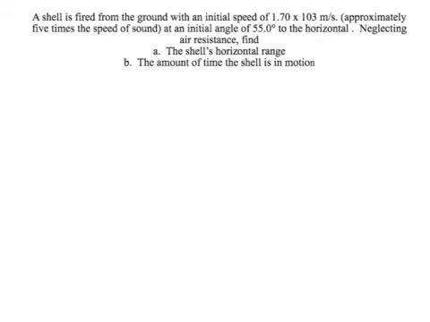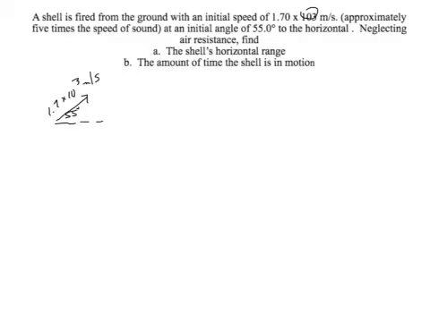So if we look at this one and draw a picture, a shell is fired from the ground with a velocity or a speed of 1.7 times 10 to the third meters per second, and at an angle to the ground of 55 degrees. We are supposed to ignore air resistance and find the shell's horizontal range.